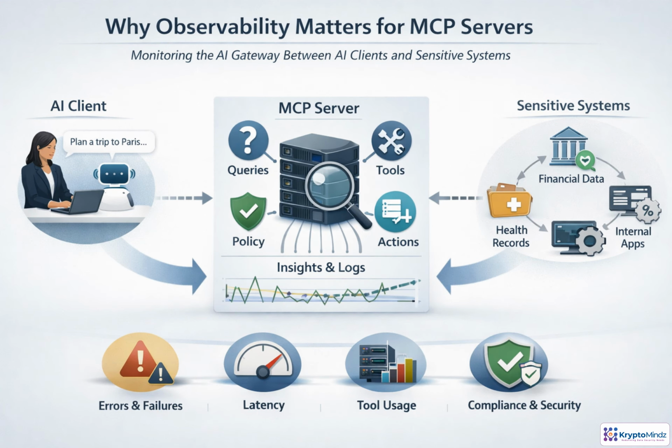An MCP server sits between an AI client and systems that may contain sensitive data. That makes visibility essential. Because the client may choose tools dynamically, traffic patterns can be less predictable than a typical API. Observability shows what was requested, which tool ran, whether policy allowed it, and what happened next.